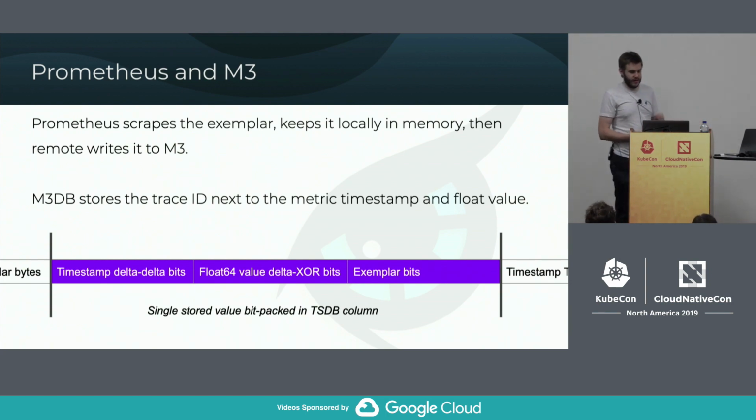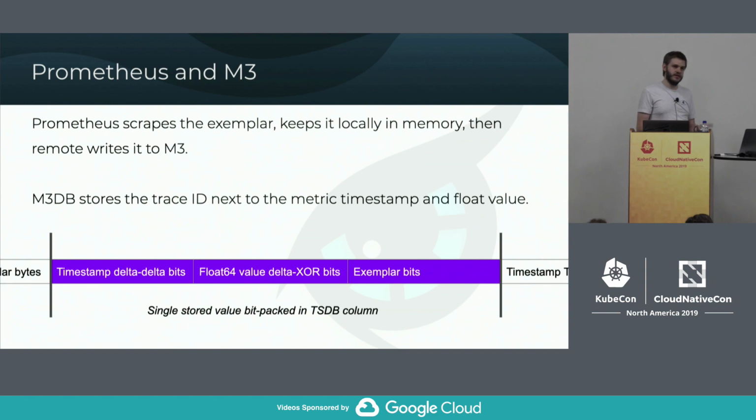So here you can see a single stored value bit packed in the M3DB column format. The first part of this component is the timestamp delta bits. The second part is the float64 value delta XOR bits. And then the third part is the exemplar bits.